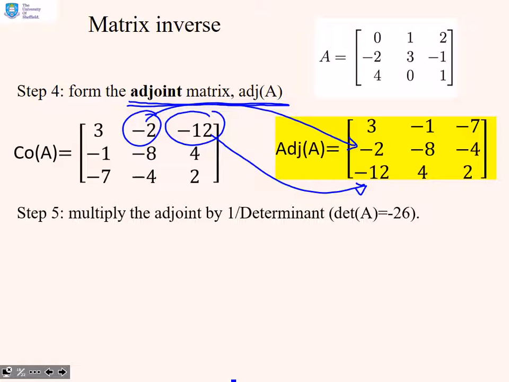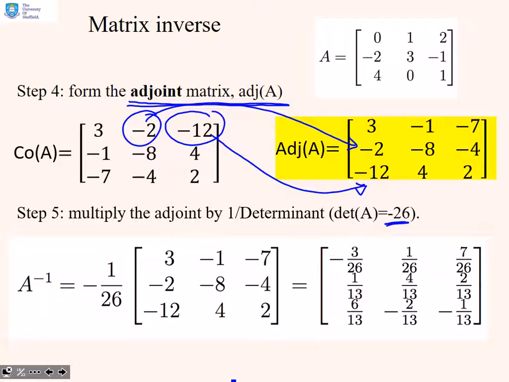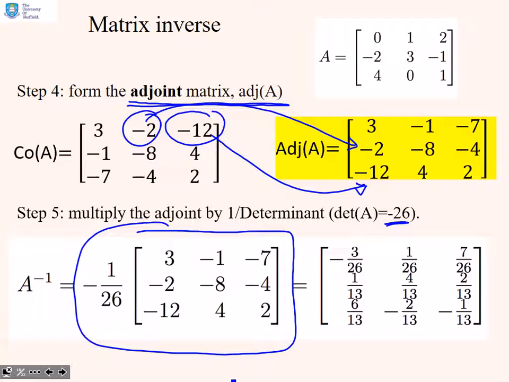We already knew the determinant, we did that earlier, it was minus 26. So the inverse is simply the adjoint divided by the determinant. And you'll see I've just written it down here by inspection. Divide by the determinant, which is minus 26, multiplied by the adjoint.